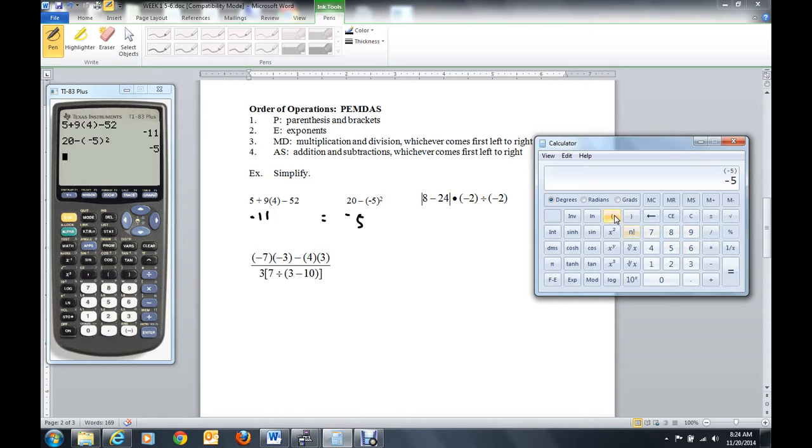So notice I had hit the parentheses, the 5, and then the negative, and then close parentheses. Then that one's a square key, and it gives us the answer positive 25. So that's going to be positive 25, which means you now take 20 minus 25.